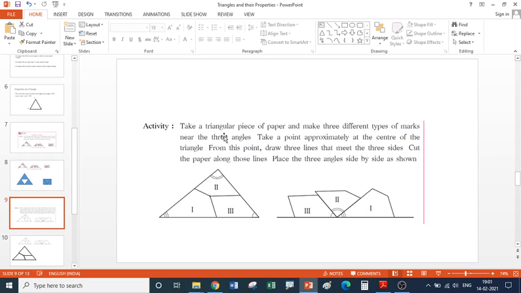Take a triangular piece of paper and make three different types of marks near the three angles. Take a point approximately at the center of the triangle. From this point, draw three lines that meet the three sides. Cut the paper along those lines. Place the three angles side by side as shown.